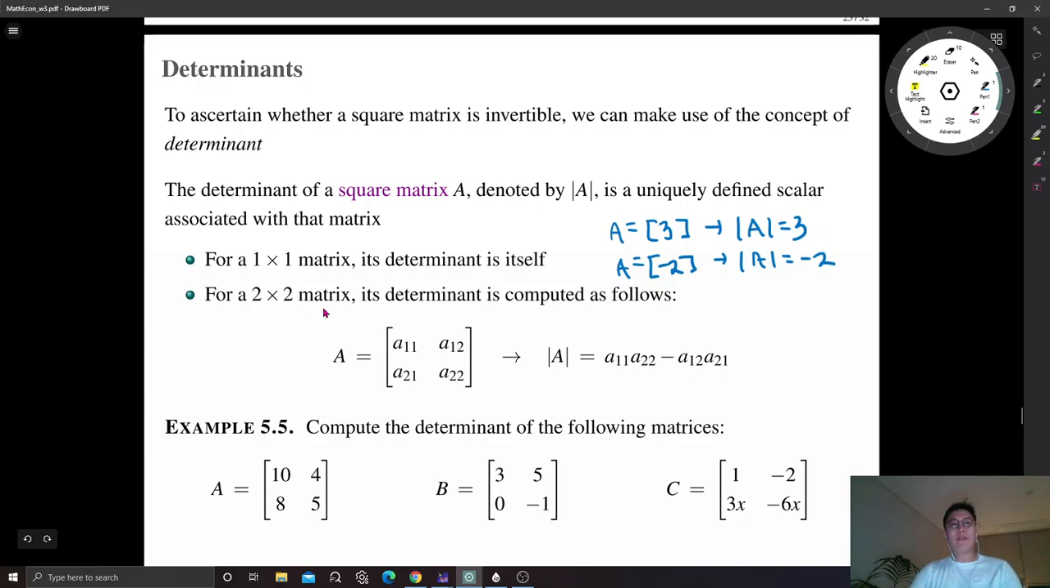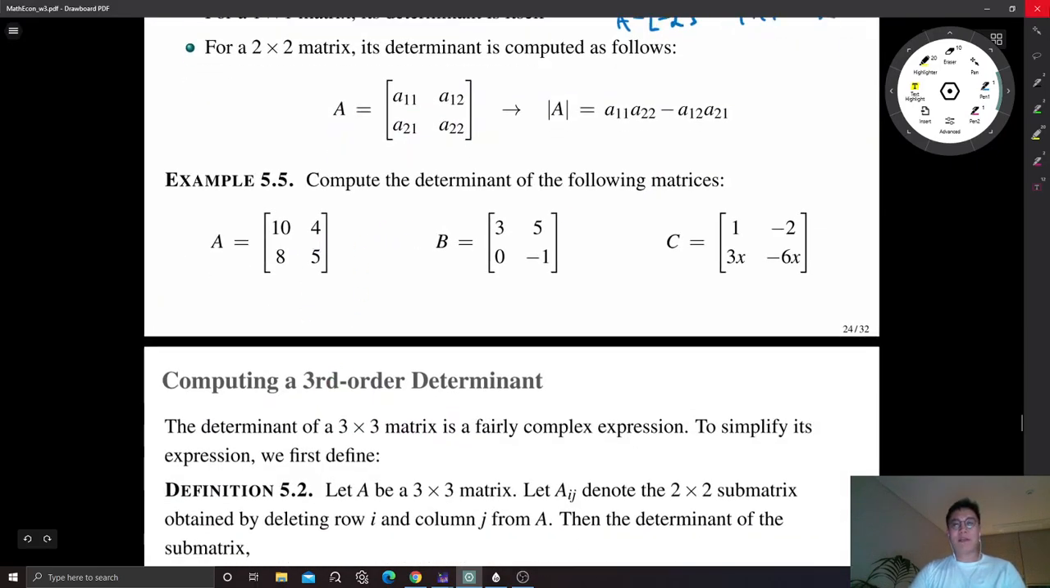And for a 2 by 2 matrix, its determinant is computed as follows. We first take the diagonal entries and compute the product, so A sub 1,1 times A sub 2,2. And then we subtract the product of the off-diagonal entries, so minus A sub 1,2 times A sub 2,1. This is the formula for the determinant of a 2 by 2 matrix. Here we have some examples. That is pretty easy.